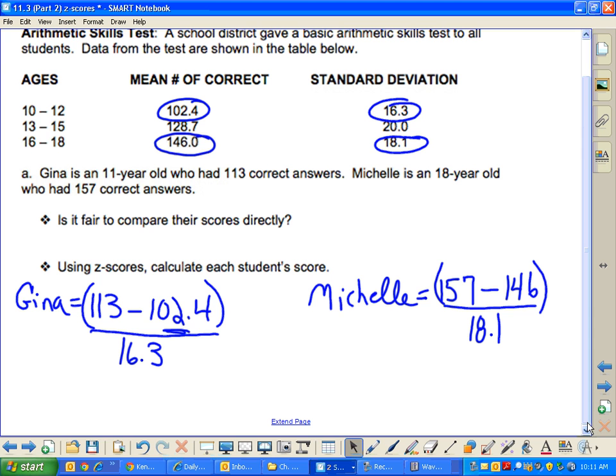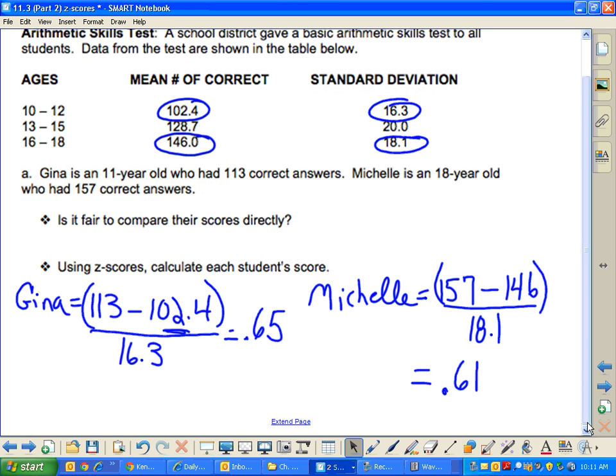And again, Lauren, what was your decimal? 0.65. And then Alex, what did you get for Michelle? 0.61. Okay, now let's discuss.